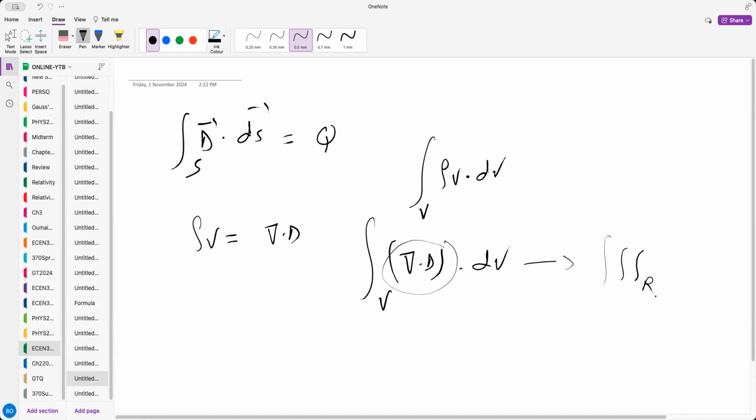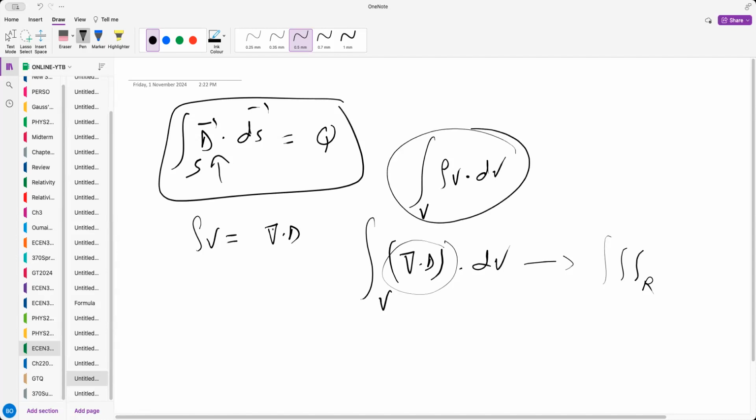Okay, so it should give you the same result. But this is very easy because we already give you D and the surface. If you want to go this route, you have to calculate first the volume charge density, because you cannot integrate over the volume without having the volume charge density. But those are very good questions.